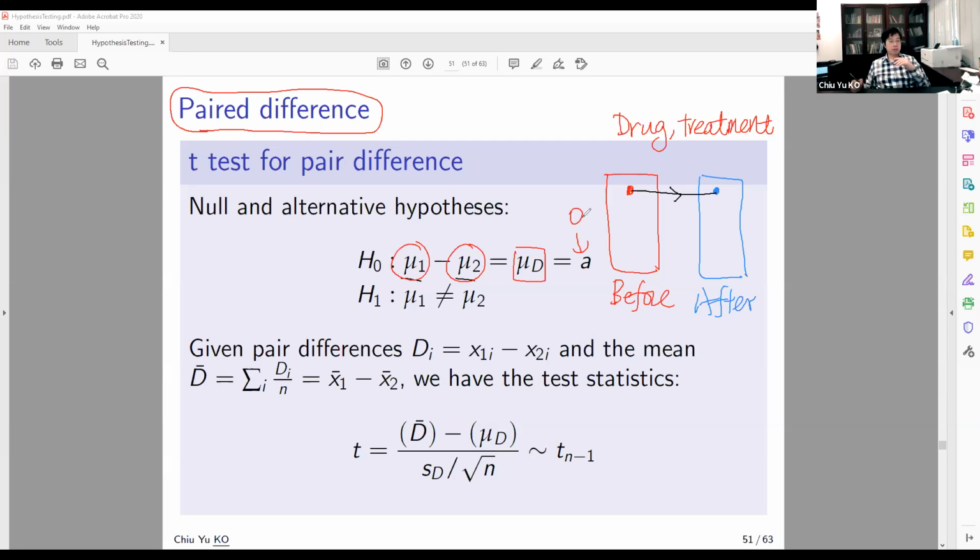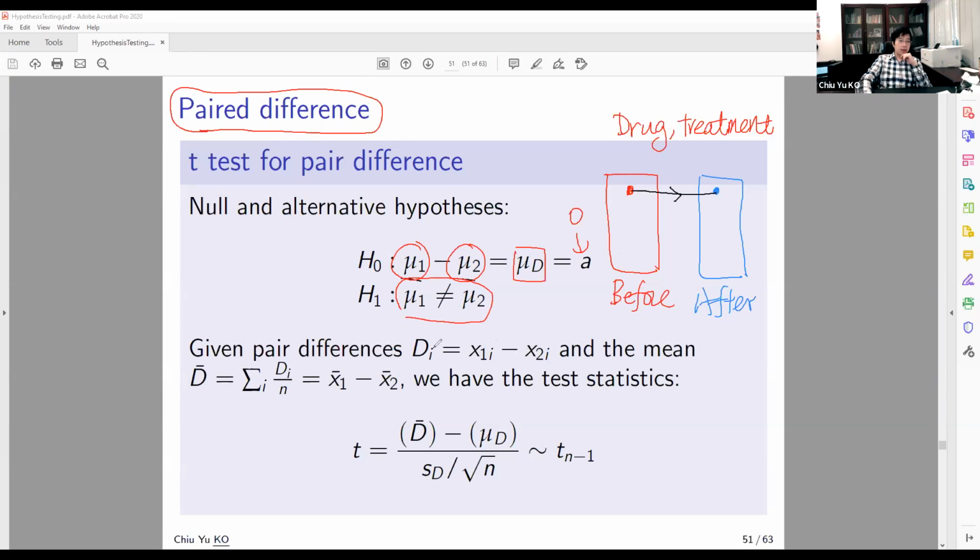But when you have a non-zero one, for example sun cream with SPF 35 and SPF 50, then you know there must be a 15 difference in terms of SPF, right? So for those cases, then you know. And the alternative is just not equal.